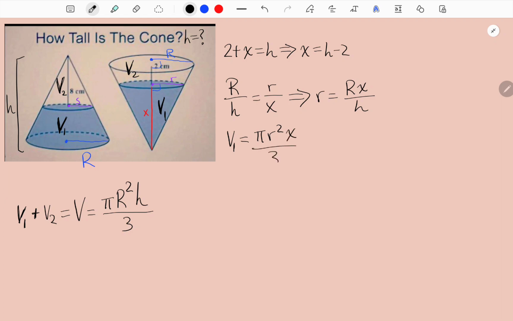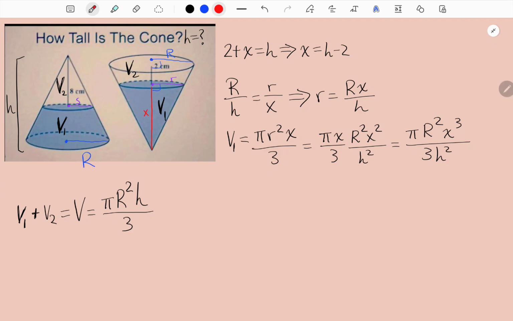Little r. And then what's the height of the blue cone? x divided by 3. So this is going to equal pi, and then I'm going to call this x over 3. And what's r squared? R squared means I square all of this, so it's going to be r squared x squared over h squared, which is equal to pi r squared x cubed divided by 3h squared. Okay, cool.